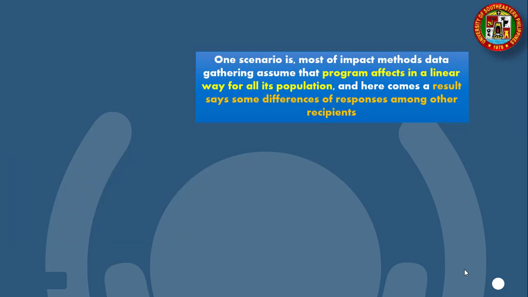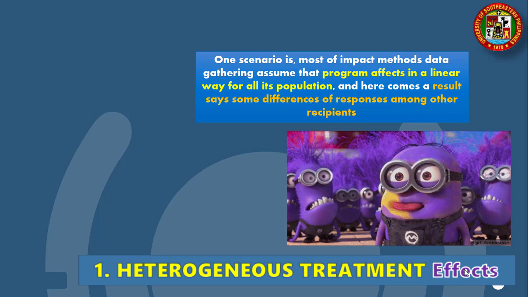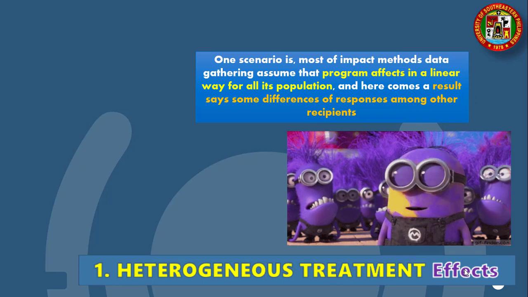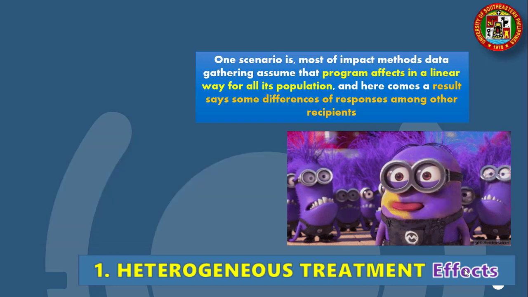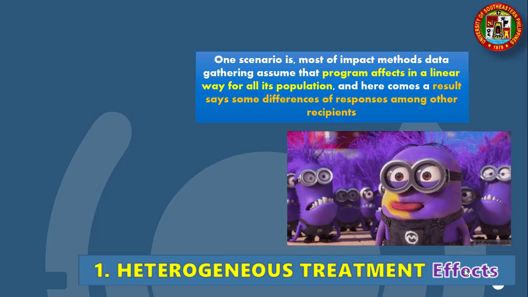One scenario is that most impact methods of data gathering assume that programs affect their population in a linear way. And here comes a result showing some differences of responses among recipients. This is what we call heterogeneous treatment effects. This can be compared to a population of evil purple minions that, when a formula is applied, slowly turn into good minions, but sadly, not true to all.